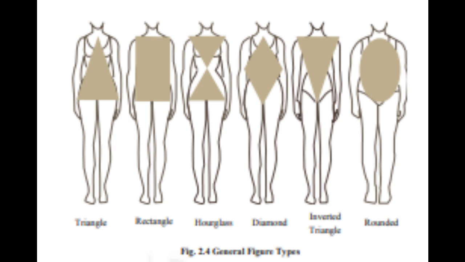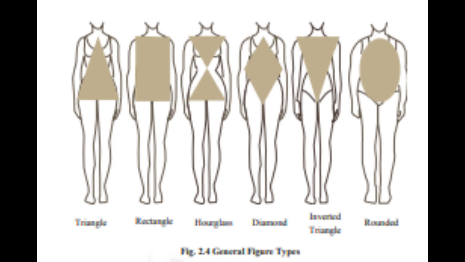Diamond figure type. Garment styles suggested are triangular or rectangular garment styles that feature added fullness below the waist to help balance out the figure. Clothing styles that feature width above and below the waist help create the illusion of wider shoulders and hips.